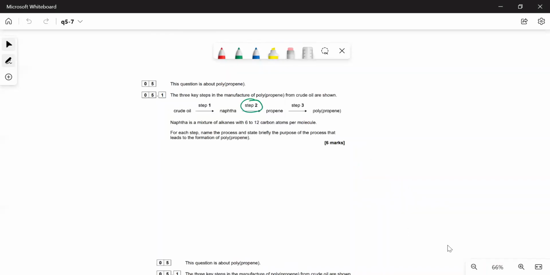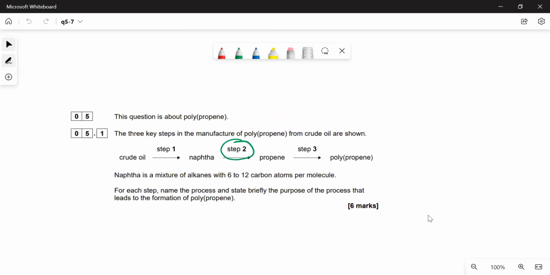Okay, question 5. This question is about polypropylene. The 3 steps to manufacture polypropylene from crude oil. So crude oil, you get naphtha, and then you get propene. Step 3, turn it to polypropylene. Naphtha is a mixture of alkanes with 6 to 12 carbon atoms per molecule, it tells us. For each step, name the process and state briefly the purpose of the process that leads to the formation of polypropylene. So we've got 6 marks, 1 for naming each one and 1 for a bit of explanation.